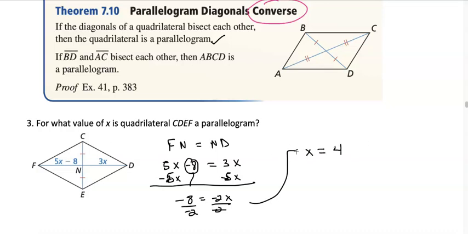So as long as x is equal to 4, then this side, 5x minus 8, or 5 times 4 is 20, minus 8 is 12. I'll get 12 here, and I get 12 here, and then I can show that FN is also congruent to ND, therefore CE does bisect it, showing that both diagonals bisect one another when x is equal to 4, therefore a parallelogram.